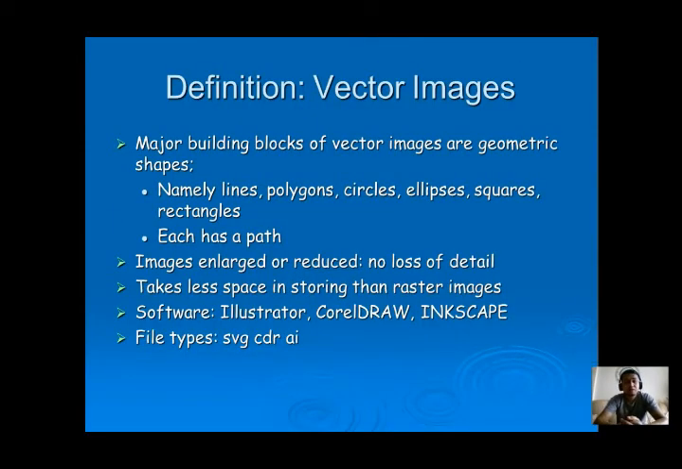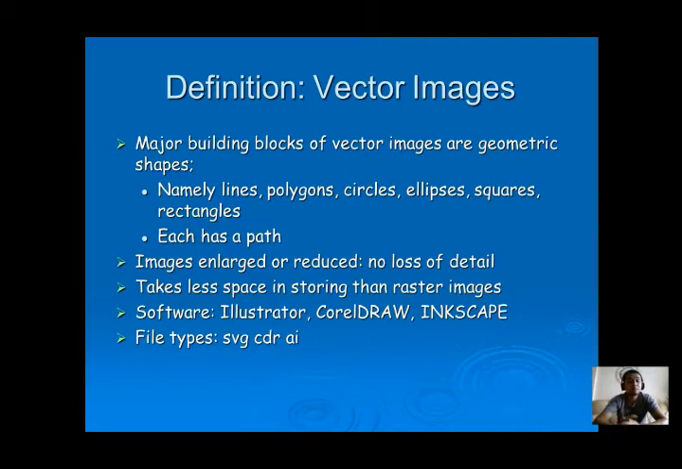Another type of image is the vector image. Now in a vector image, the major building blocks that help us construct it are geometric shapes. In a raster image, it is those small square dots that are filled up with colors that produce the content of the image. But in a vector image, the major building blocks are geometric shapes, which are in the form of straight lines, polygons, circles, ellipses, squares, and rectangles.